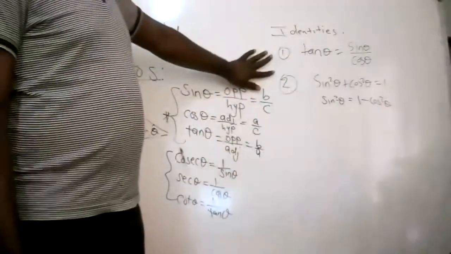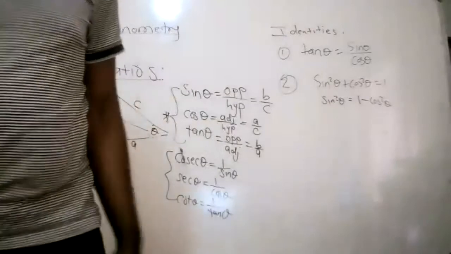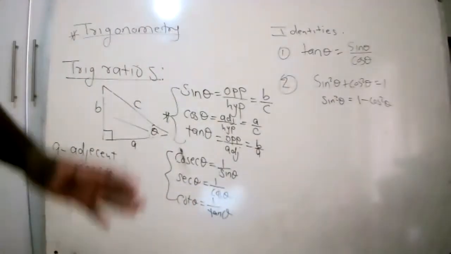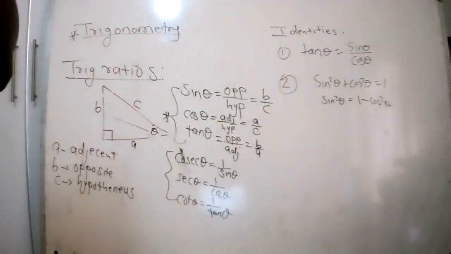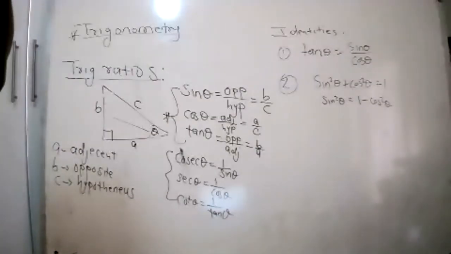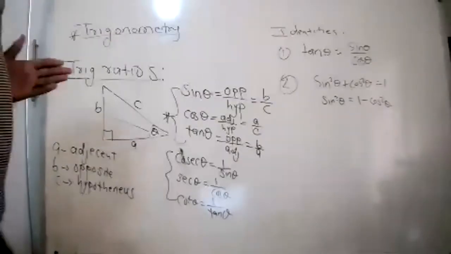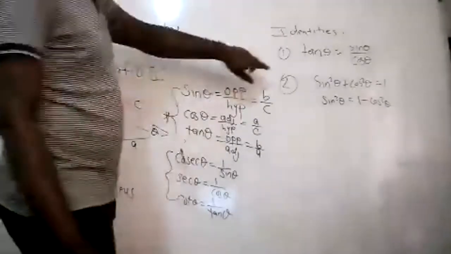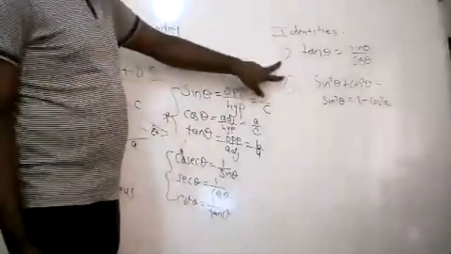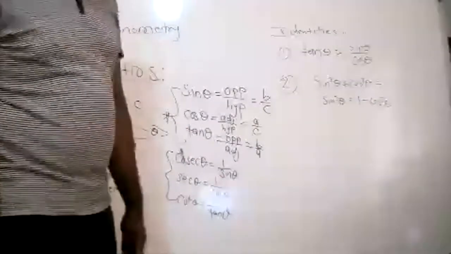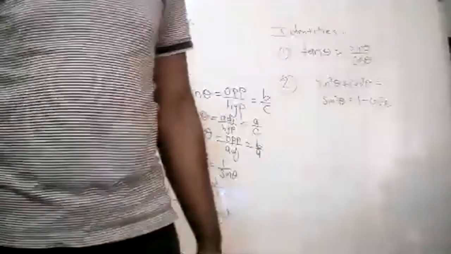So now this is the second part, which will help us to answer many questions, especially those questions which require you to prove. You will come across questions which require you to prove that the left-hand side is equal to the right-hand side. So those questions you will be able to answer by using these two identities given on the board. Is that clear to all of us?